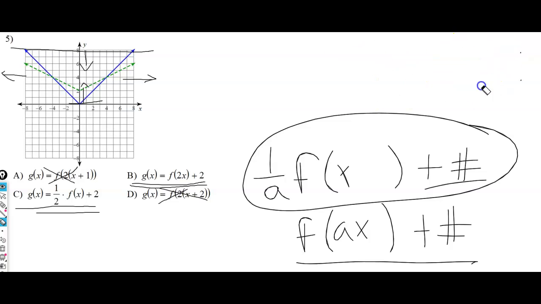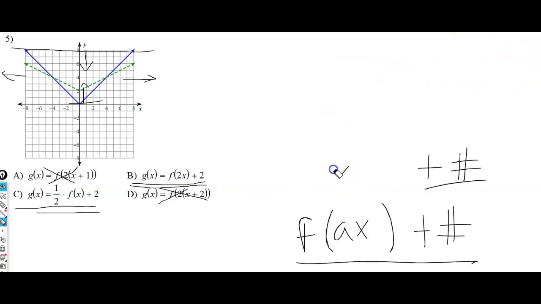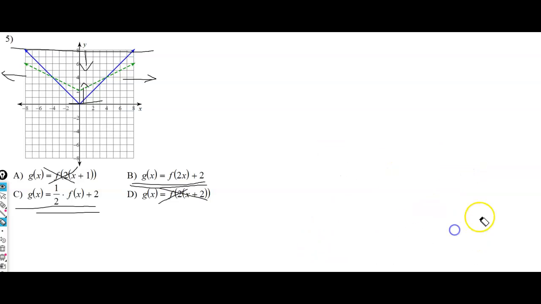We already know which of these two possibilities it could be. It's either B or C. Okay, so first of all, I'm going to pick a point on the original function. Like, I'm going to pick this point right here, (2, 2). At that point on the blue line, my function is f of x. So that means when x is 2, y is 2. So f of 2 equals 2.